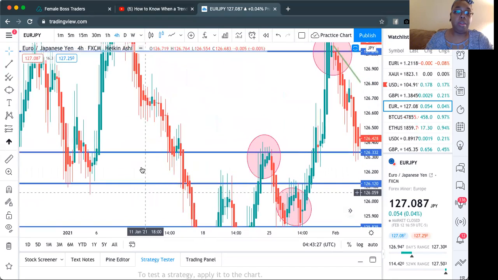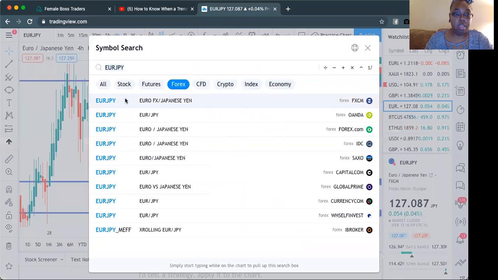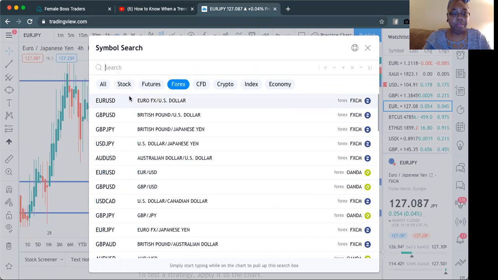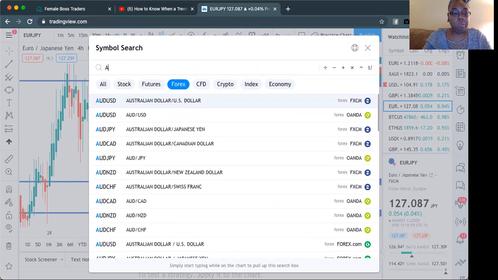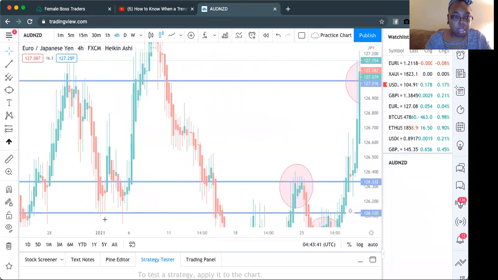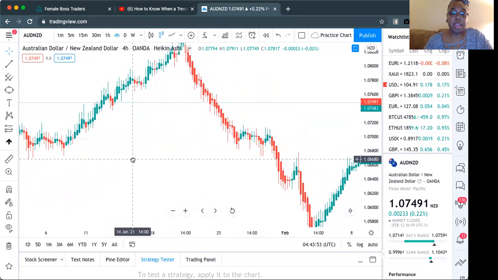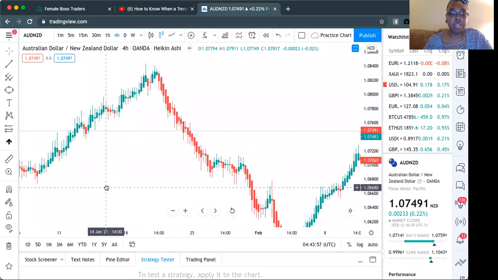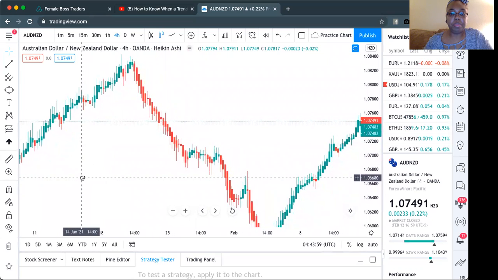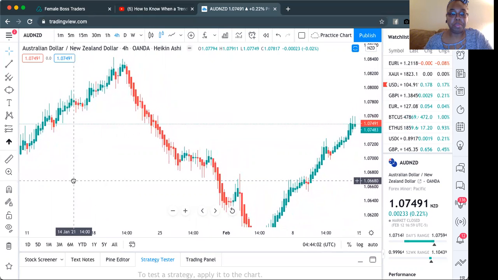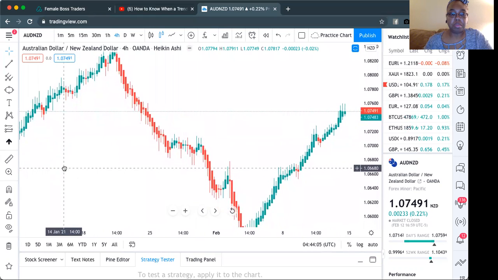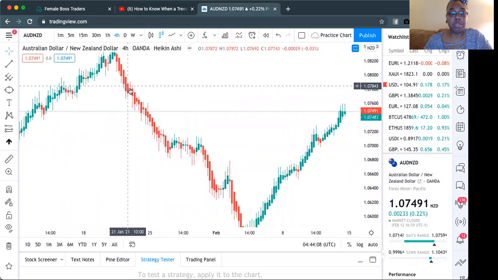So let's look at another pair really fast. Let's see here. Let's look at the Australian dollar versus the New Zealand dollar. Let's look at that. And I'm looking at it from the 4-hour time frame. Okay. Oh, I like what I see. Guys, this is actually beautiful.